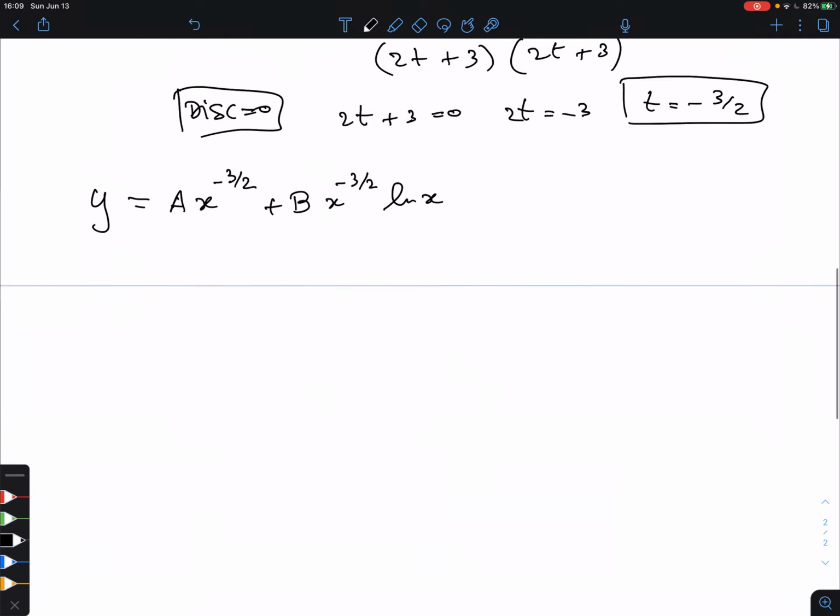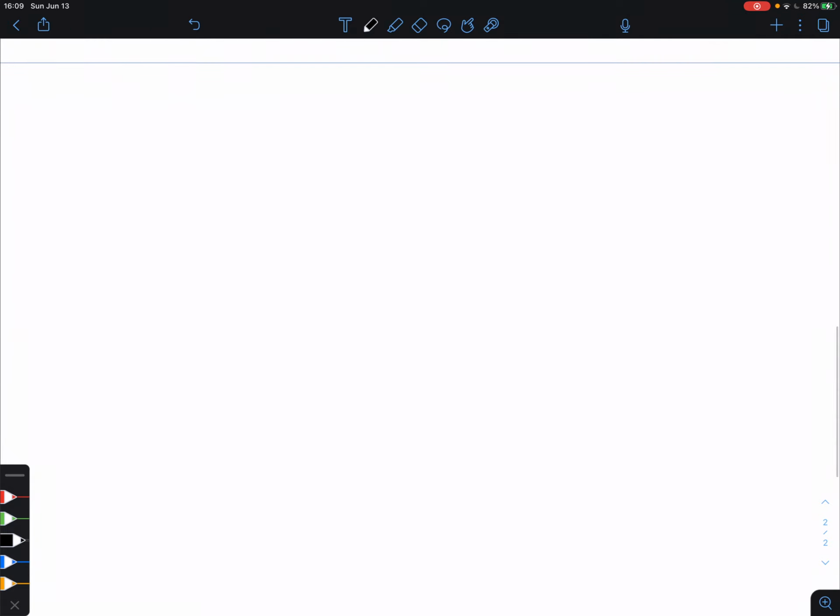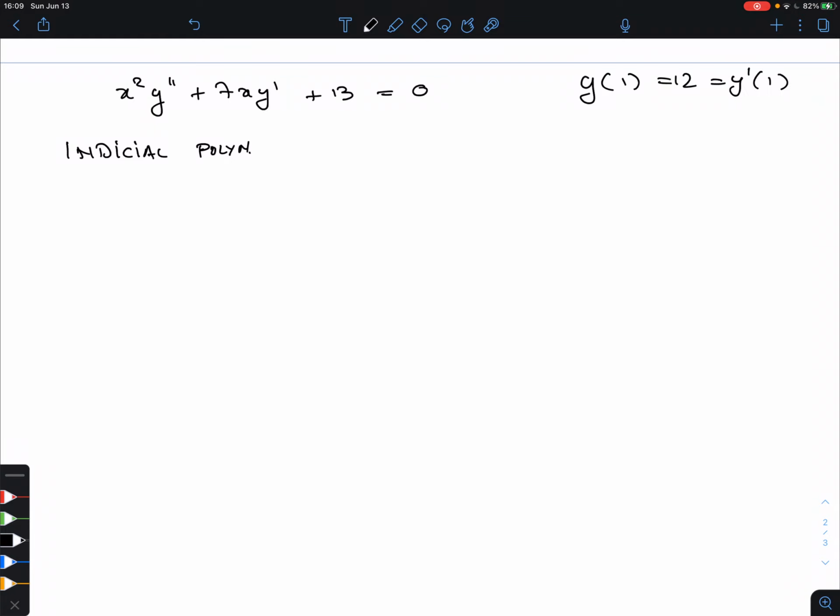Okay, and then I want to do a third one. x squared y double prime plus 7xy prime plus 13y equals 0. So the indicial polynomial here. In this one I'm going to do an initial condition: y(1) is 12, and that's also going to be the derivative at 1. And I'm looking for the Euler solution. Let's call it the Euler solution. So I'm solving this as an Euler equation, and then you'll see why I'm saying this, because I'm going to do the other one as well.